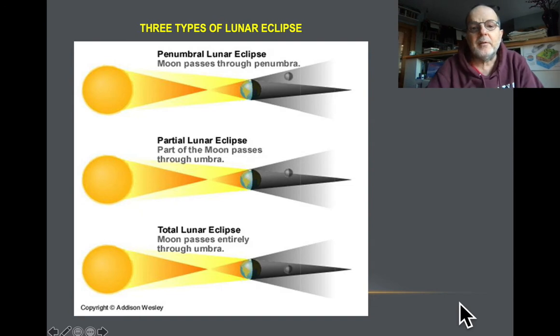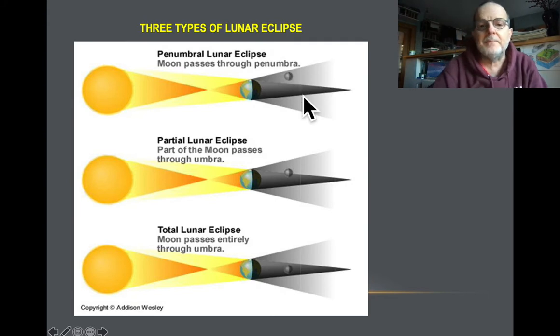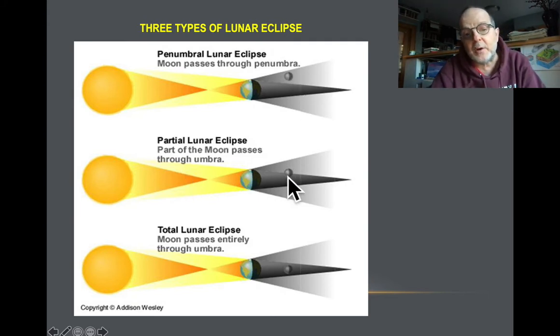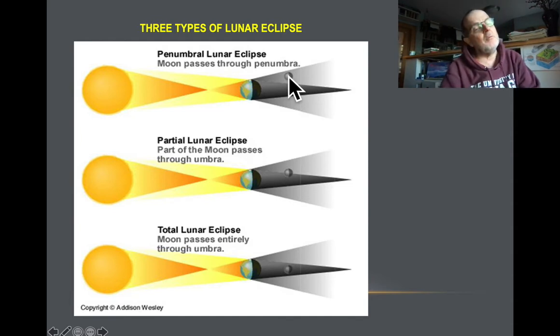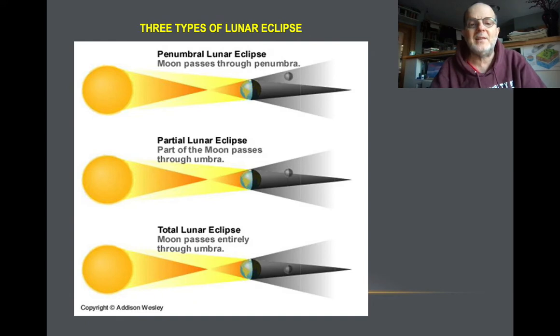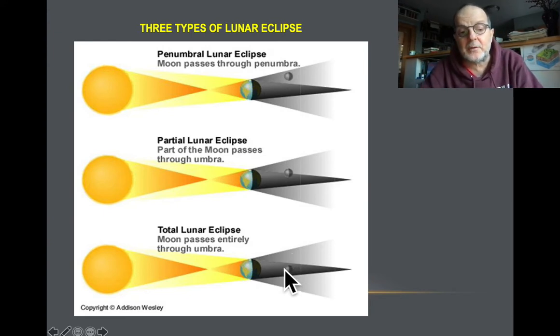Penumbral, where the full moon enters the Earth's penumbral shadow with the Earth in between the sun and the moon, full moon phase. Partial, where part of the Earth enters the umbral phase. The umbral is a set portion of the Earth's shadow, and you can see this lunar eclipse. The penumbral lunar eclipse, you don't really notice that much. It's just a diminution in light, a lessening in the intensity of the full moon's light, but you can't really perceive it that well.